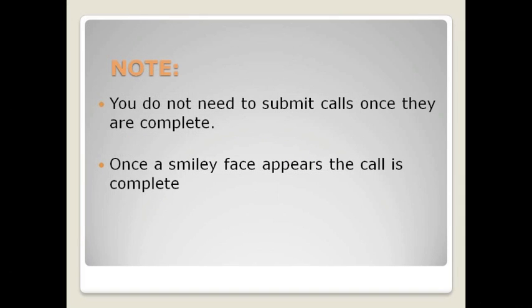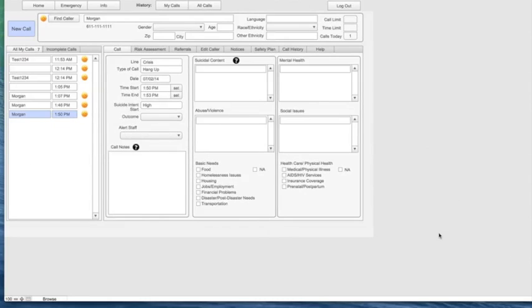In Iris, you have to submit a call. In FileMaker Pro, you don't need to submit. Once the smiley face appears, you're all done. Next, we will demonstrate how the system works with a high-risk caller.